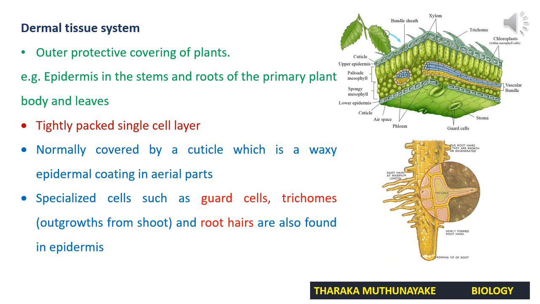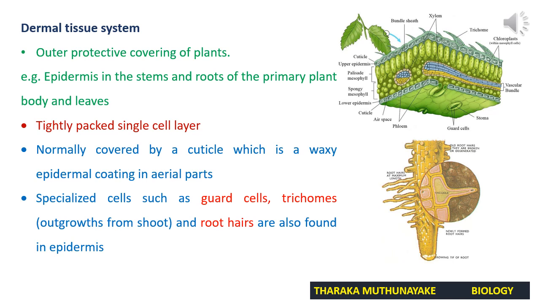So what are these guard cells? You can observe the leaf structure. A stoma is surrounded by two guard cells, not only in leaves. These stomata are found in primary stem as well. Again, each stoma is surrounded by two guard cells. Those are found in between epidermal cells.